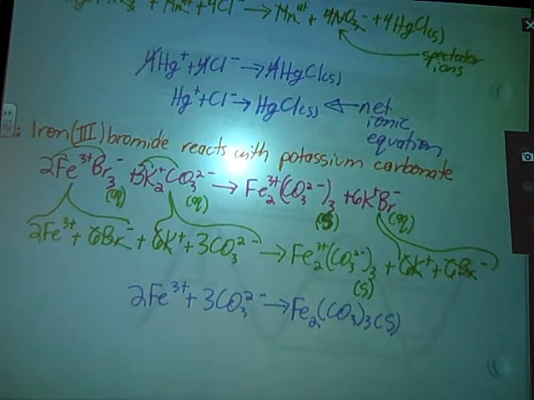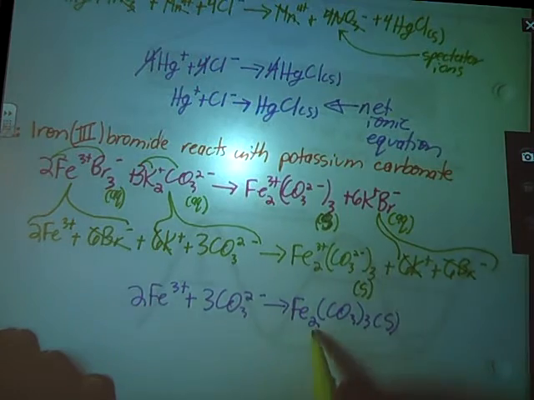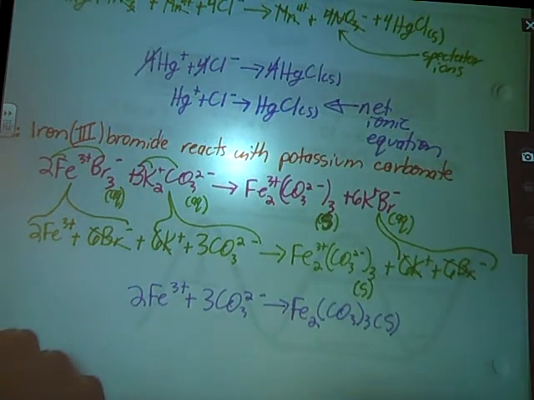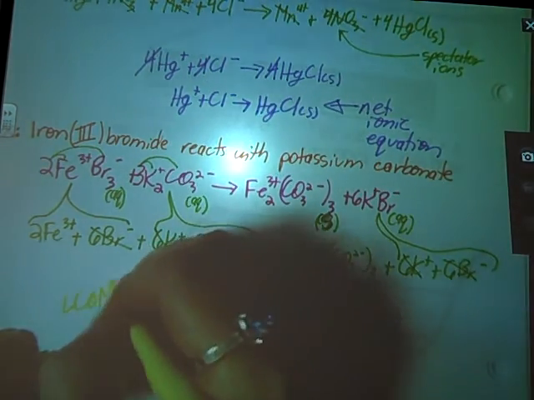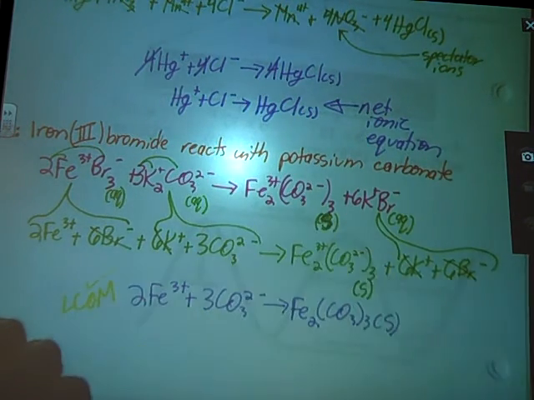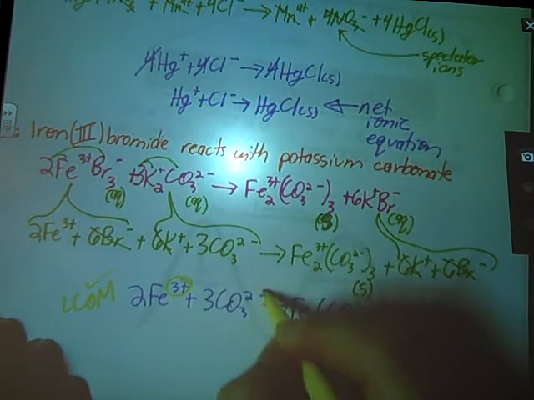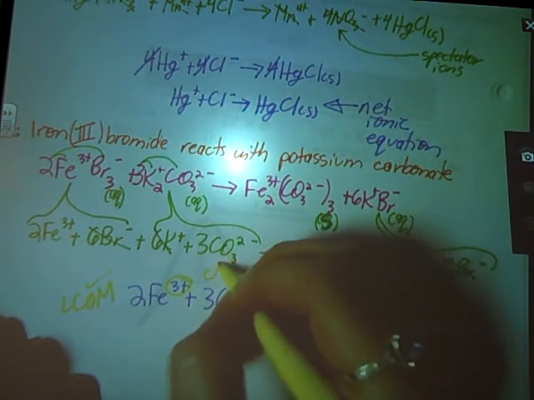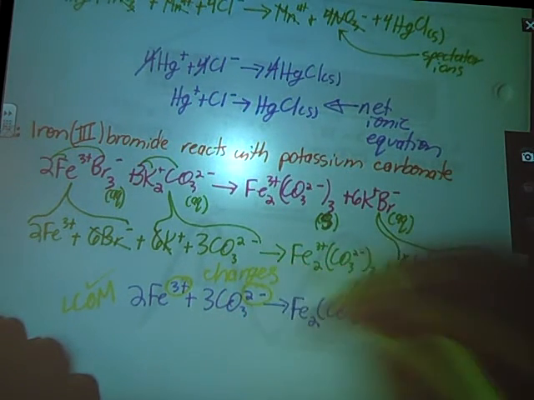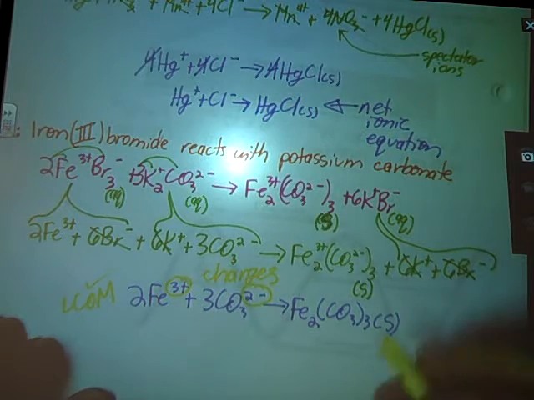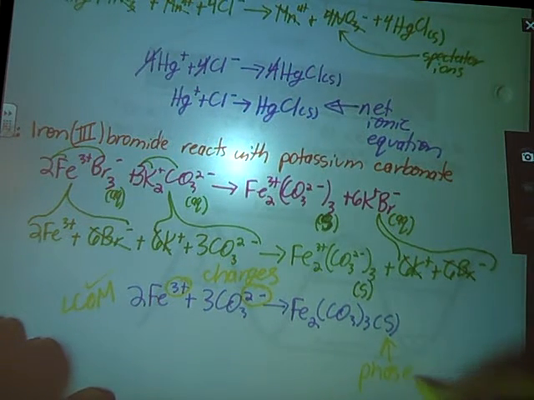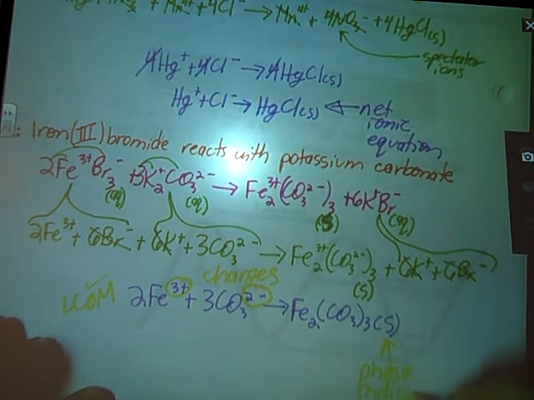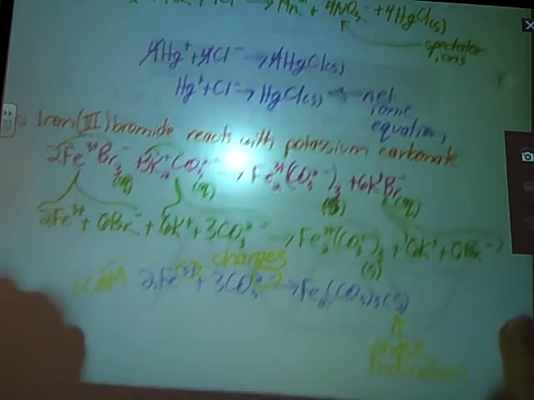Now a couple of things that are particularly important to note. 1. The law of conservation of matter does still hold. So 2 irons, 3 carbonates, 3 carbonates. So LCOM is still intact. Also, notice my charges on the ions. Since this is a net ionic equation, make sure you have charges. They are important. Your phase indicators, all these little things in parentheses, you need them.